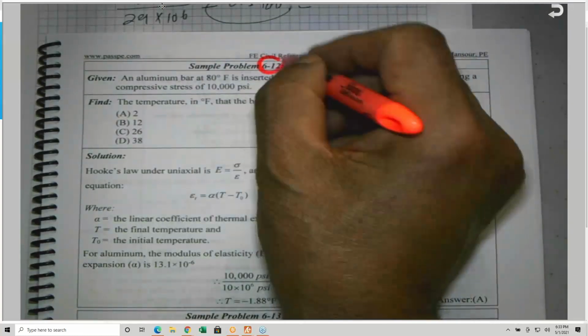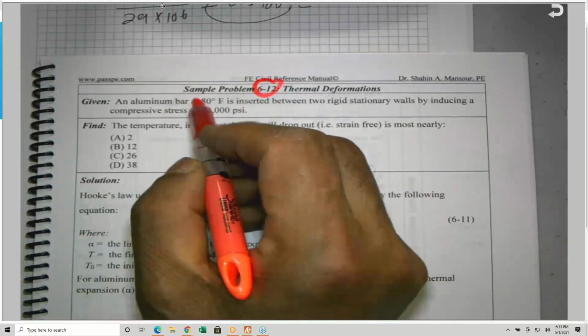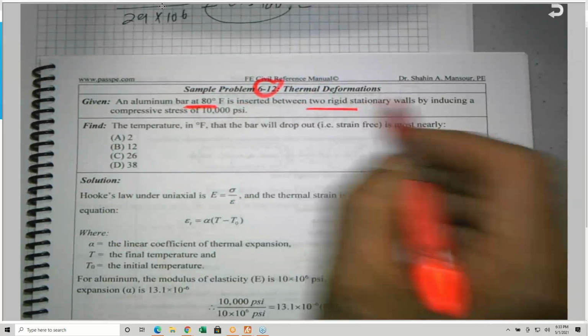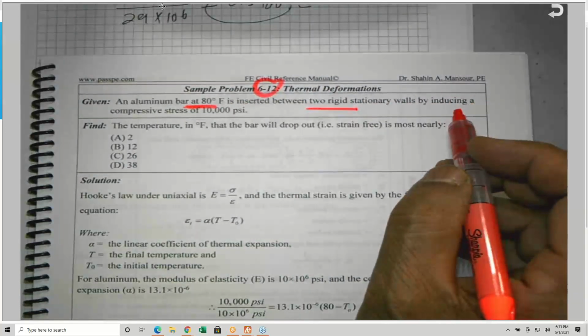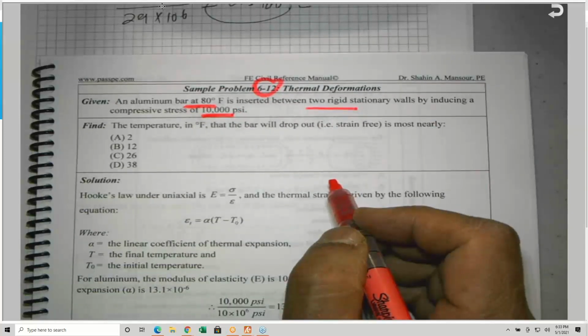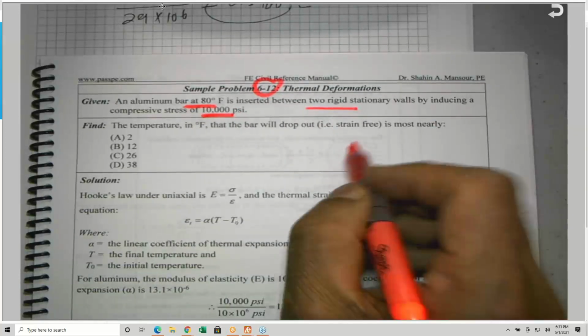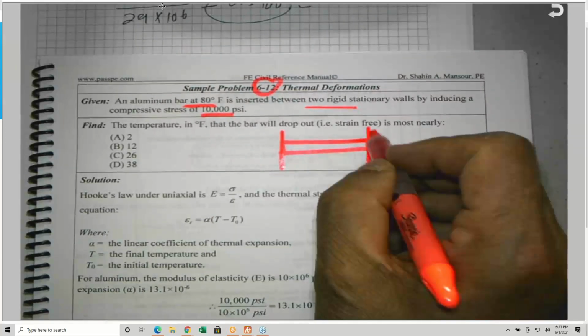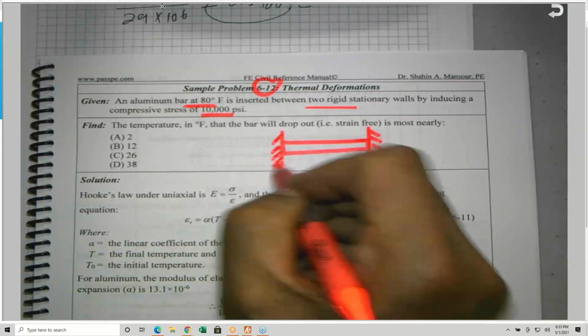Problem number 12. An aluminum bar at 80 Fahrenheit is inserted between two rigid stationary walls, inducing a compressive stress of 10,000 psi. I have an aluminum shaft, and I hold it between two fixed ends.